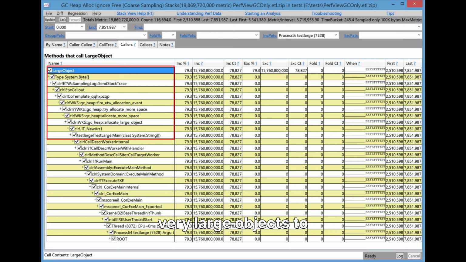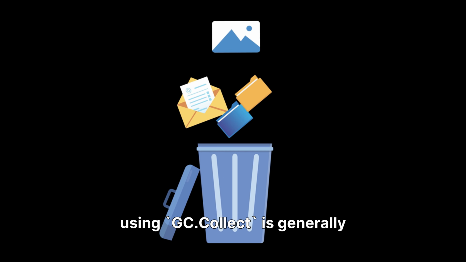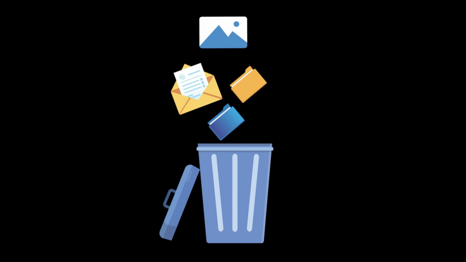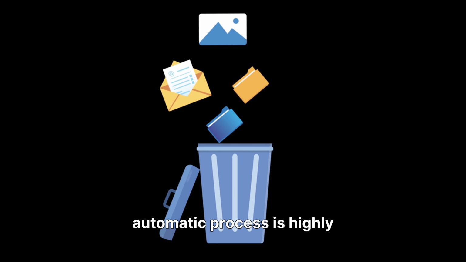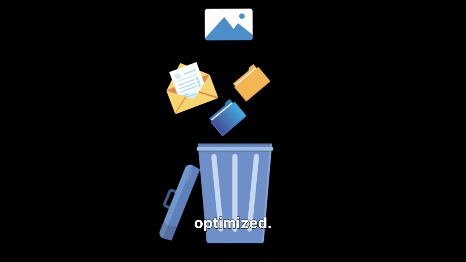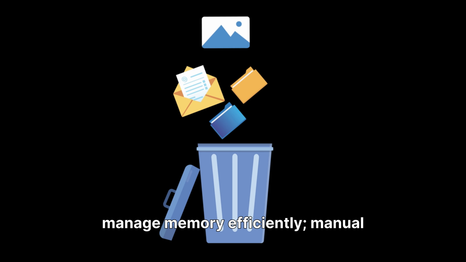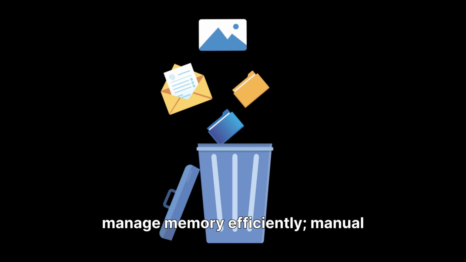Minimize the use of very large objects to avoid fragmentation in the large object heap, or LOH. The LOH is not compacted as frequently as other generations, so large objects can lead to memory inefficiencies if not managed carefully. Remember, forcing garbage collection using GC.Collect is generally discouraged because the CLR's automatic process is highly optimized. Trust the runtime to manage memory efficiently. Manual intervention often does more harm than good.